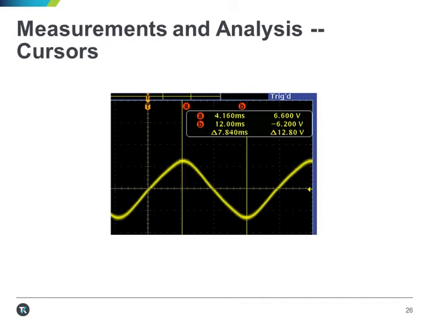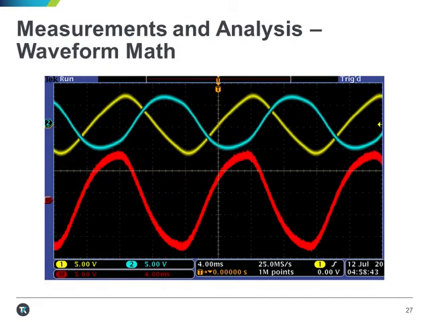Cursors are in most scopes today, and most scopes allow you to use them to pick off values off the vertical or horizontal axes. The cursors shown on the slide automatically indicate the waveform value at the cursor position. The ability to add and subtract channel waveforms has been around for a very long time, and most oscilloscopes have some capability in this regard.